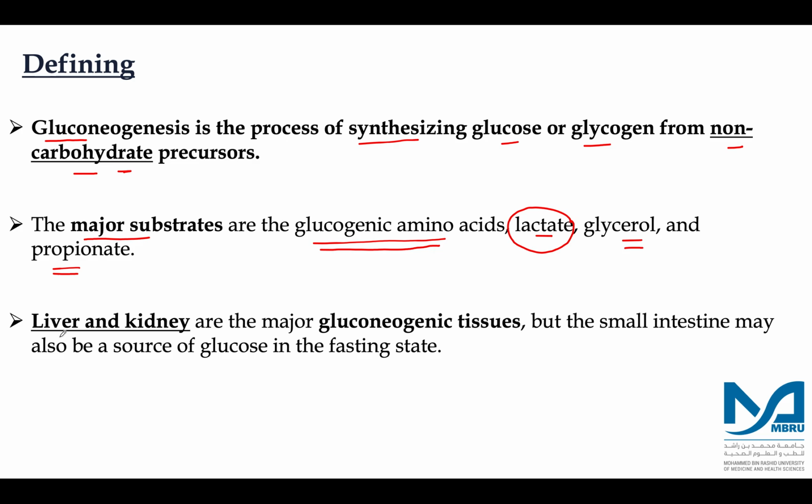Now, liver hepatocytes and the kidney are the major gluconeogenic sites. But the small intestine may also be a source of glucose in the fasting state. But the major site for the process of gluconeogenesis is the hepatocytes or the liver, and this you should know. So which is the organ that is involved predominantly in the process of gluconeogenesis? The answer is the liver.